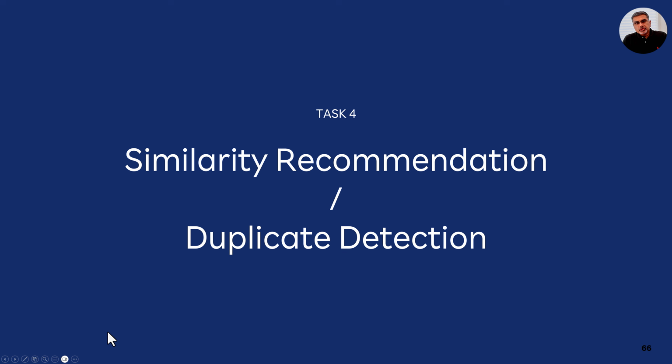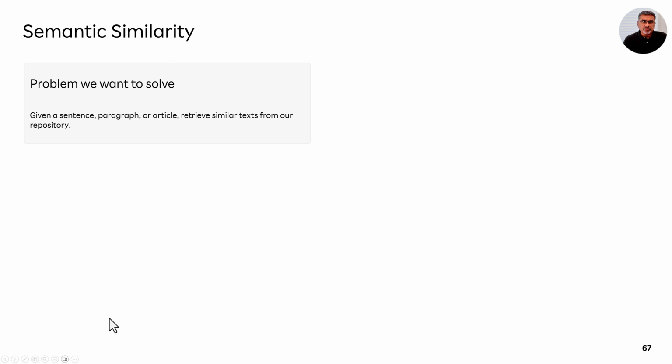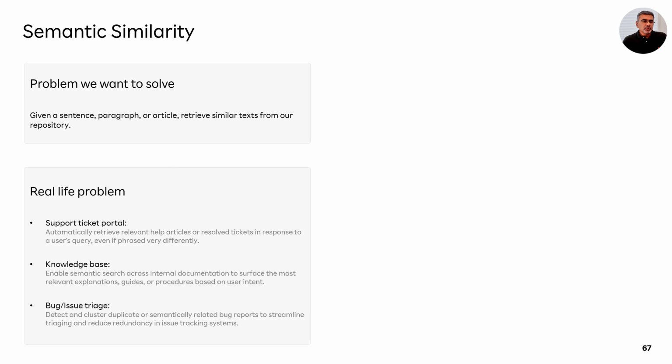All right. Now I'm going to show you a fourth type of use case that you could solve using an encoder-only large language model. The problem we're trying to solve is, given a sentence or a paragraph or an entire block of text like an article, you'd like to retrieve similar text from our repository. Okay. Now, what is a practical real life use case for something like this?